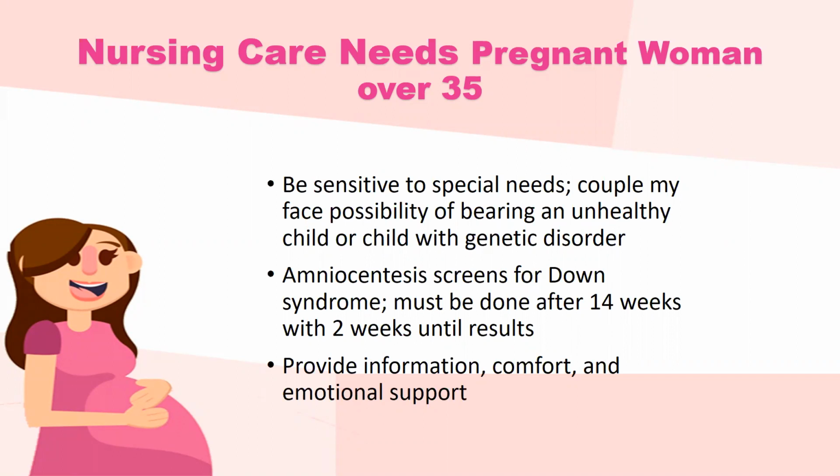These women face the possibility of bearing an unhealthy child or a child with a genetic disorder. So the first few months are very difficult, especially when they're waiting to have tests done to see if the baby has a genetic disorder. Amniocentesis screens for Down syndrome can be done after 14 weeks, and they have to wait another 2 weeks for results. So this is very difficult.